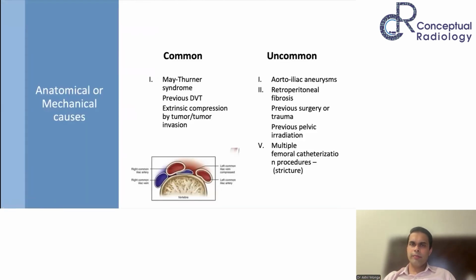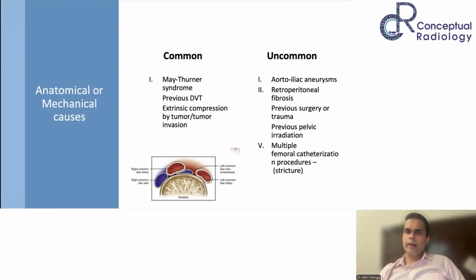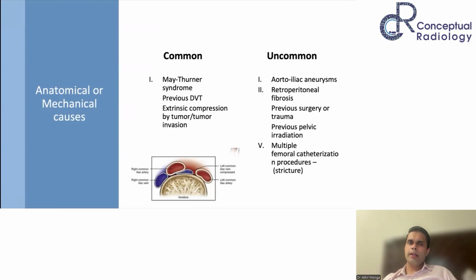The next part is, what are the anatomical causes? The most common anatomical issue is May-Thurner syndrome, which is compression of the vein by an arterial system. Mostly, May-Thurner syndrome is the compression of the left iliac vein by the right iliac artery, or it could be previous DVT, or it could be extrinsic compression by a tumor. So these are a few common anatomical factors.